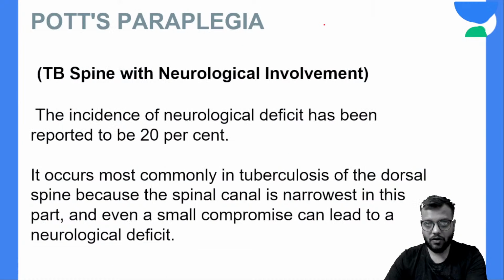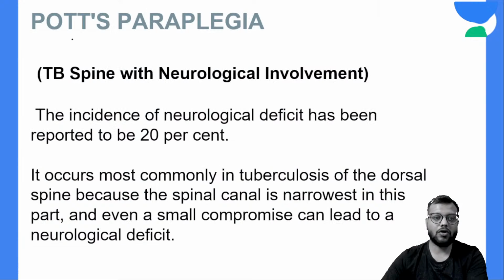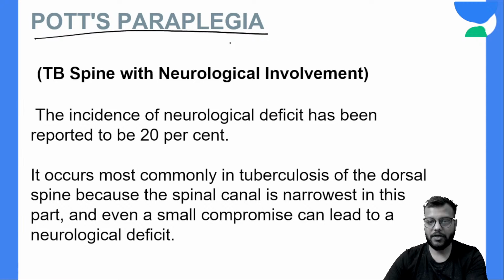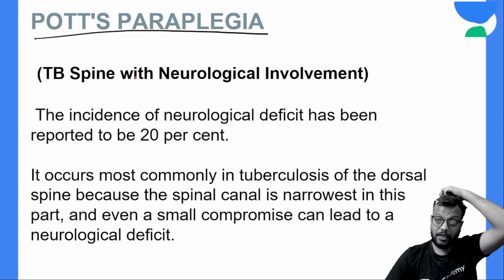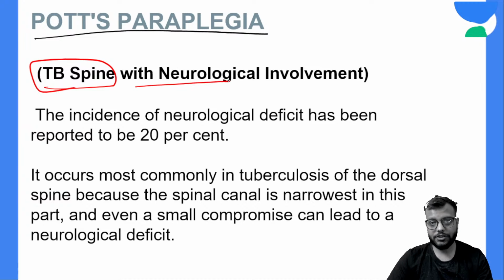Okay, now let's start today's lecture about the Pott spine. Pott spine, as we all know, is also called Pott's paraplegia. It is nothing but tuberculosis of the vertebral column or tuberculosis of the spine with neurological involvement.